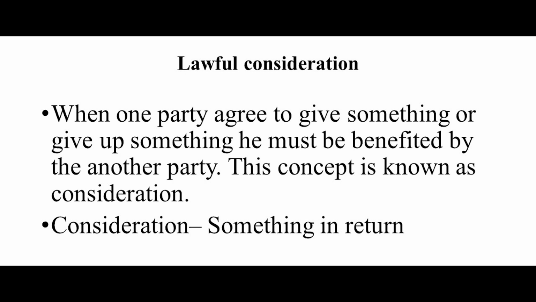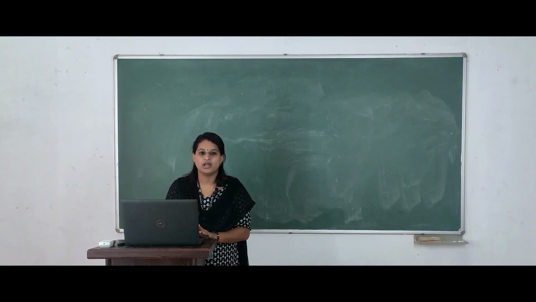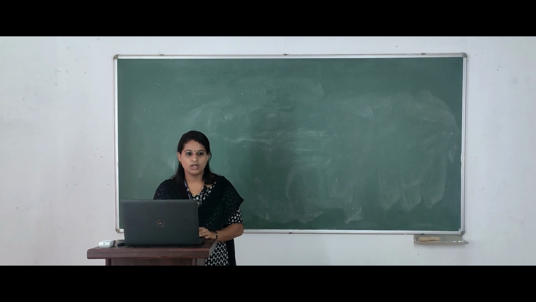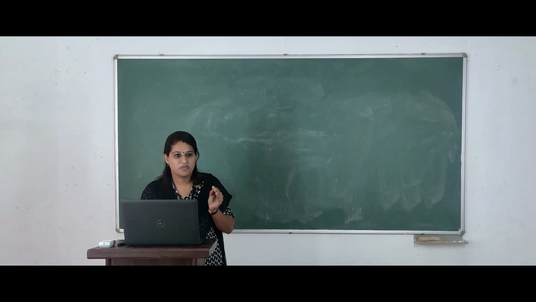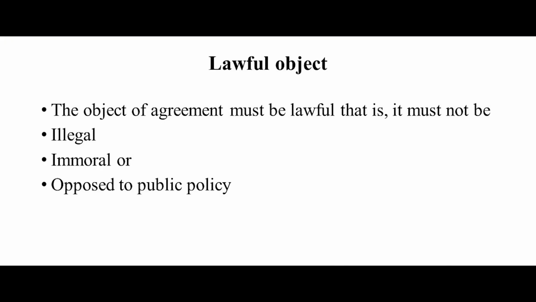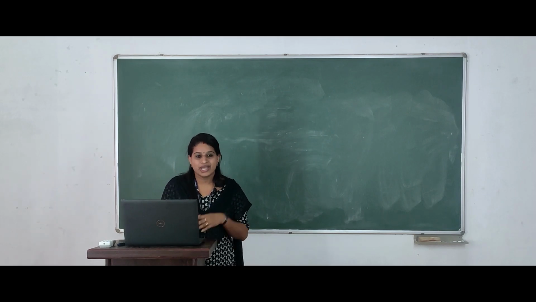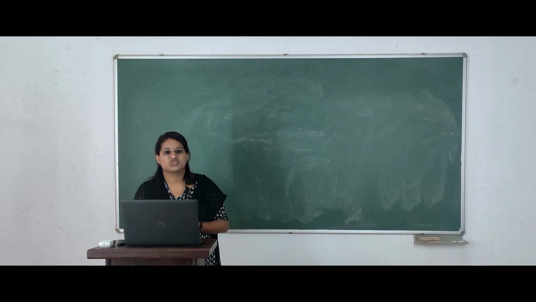So a valid contract must fulfill the essential element, that is valid consideration. Next one, lawful object. The parties to a contract must enter for a lawful object, otherwise it is treated as a void contract. Lawful object means the object of the contract should not be illegal, immoral or against public policy. If the object of the contract is illegal or immoral or against public policy, it is treated as a void one.